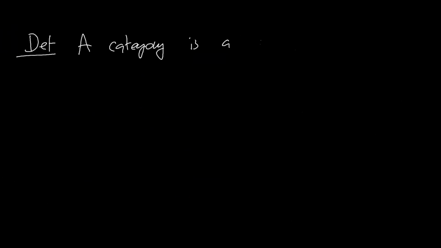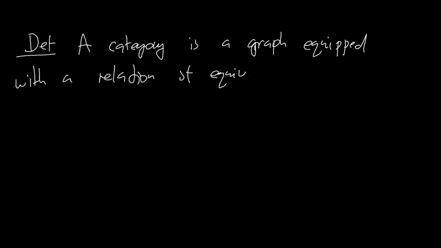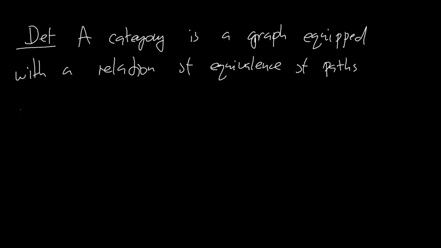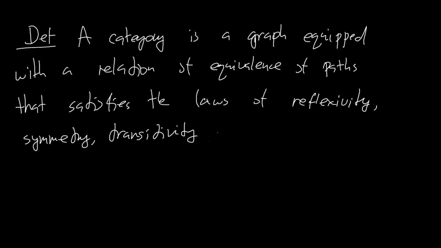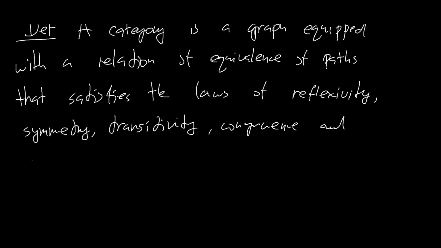A category is a graph equipped with a relation of equivalence of paths that satisfies the laws of reflexivity, symmetry, transitivity, congruence, and equality.